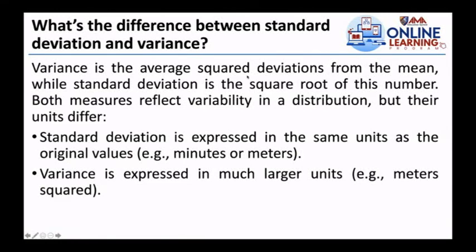So now, what's the difference? I've been telling you the difference, so let's put it in here and read it. Variance is the average of the squared deviations from the mean, while standard deviation is the square root of this number. Both measures reflect variability in a distribution, but their units differ, because for variance you square the standard deviation. If the unit of standard deviation is meters, once you square it, it becomes meters squared. Similarly, if you square 2, of course, 4 is bigger than 2.